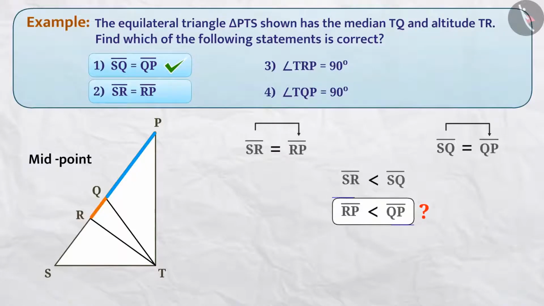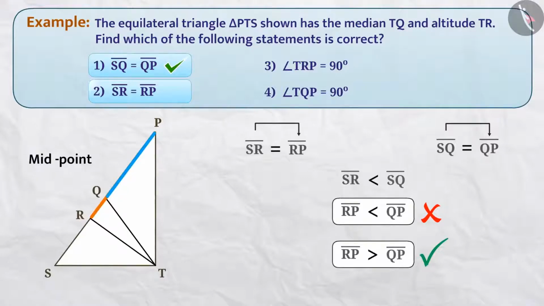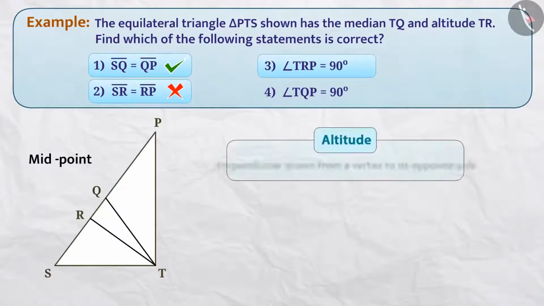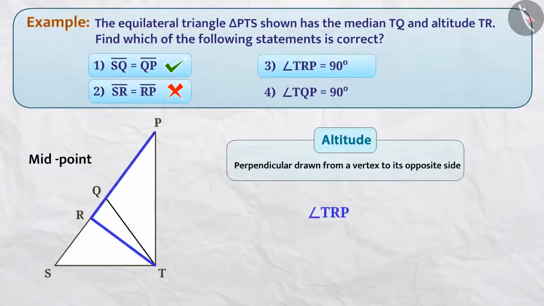Absolutely right. It is not true. Looking at the figure, we can say that RP is greater than QP here. From this, we can say that SR is equal to RP is an incorrect option. For the third statement, we need to understand the altitude. A perpendicular drawn from a vertex to its opposite side is called an altitude of a triangle. In this way, we can say that angle TRP is equal to 90 degrees. That is, the third option is correct.